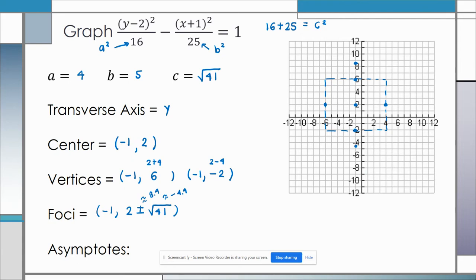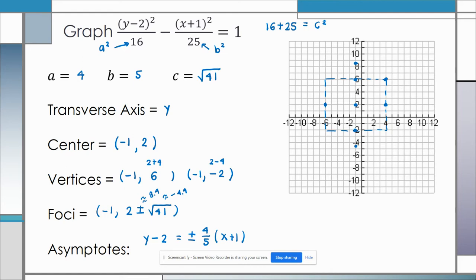To find your asymptote equations, it's going to be whatever is in the parentheses for the y. So we'll do y minus 2 equals, and I'm going to have two asymptotes, both positive and negative. If you're trying to remember what goes on top, A or B, go to your picture, go to the center. Remember, slope is rise over run. From the center to this corner right here, I had to go up 4 and then over 5. So that tells us that our slope was 4 over 5. And then that gets multiplied by whatever was in the parentheses with the x, which was x plus 1. And there are my two equations for my asymptotes.